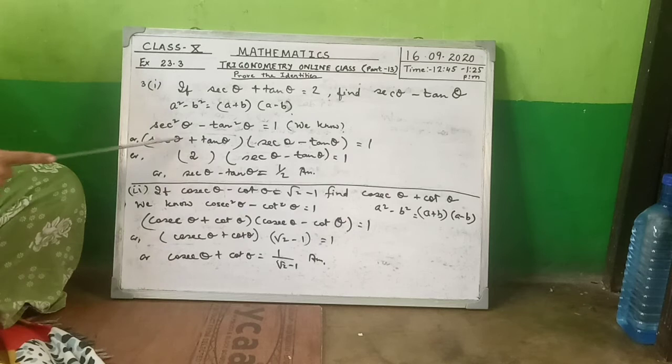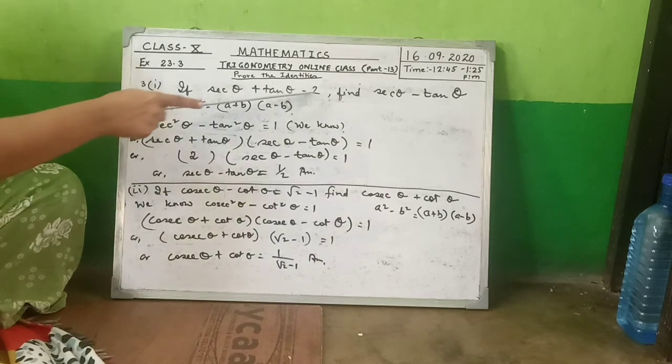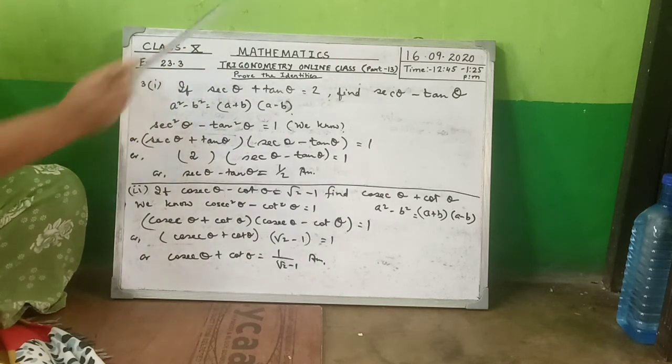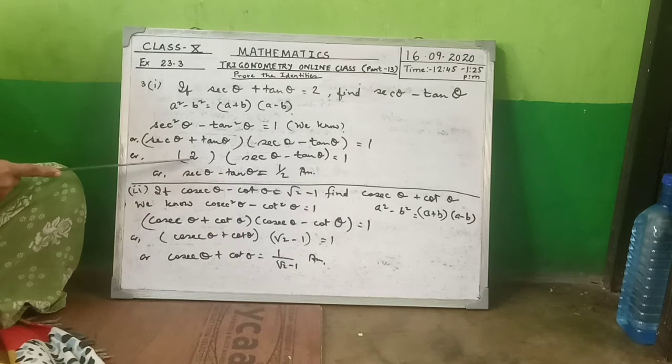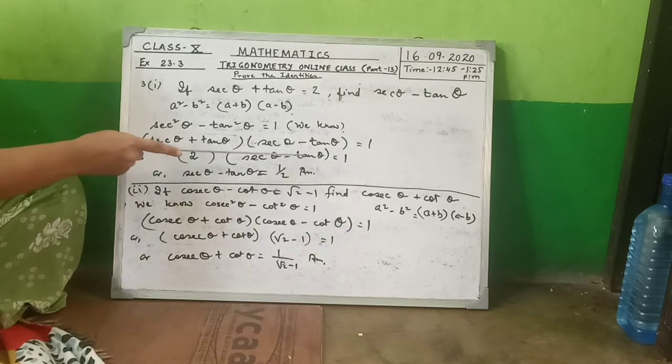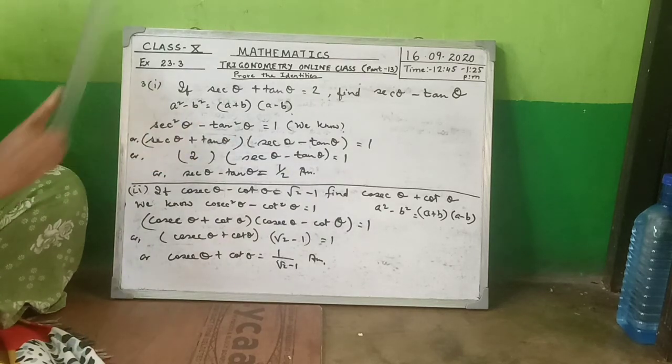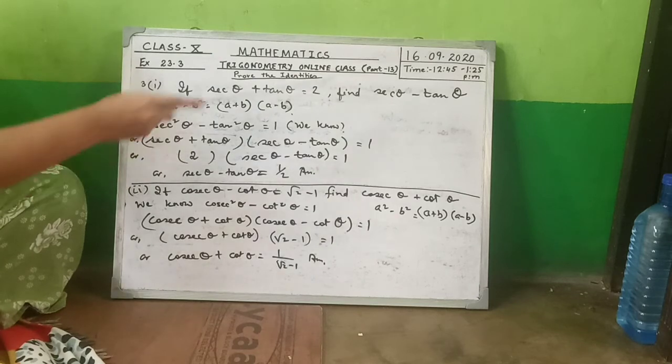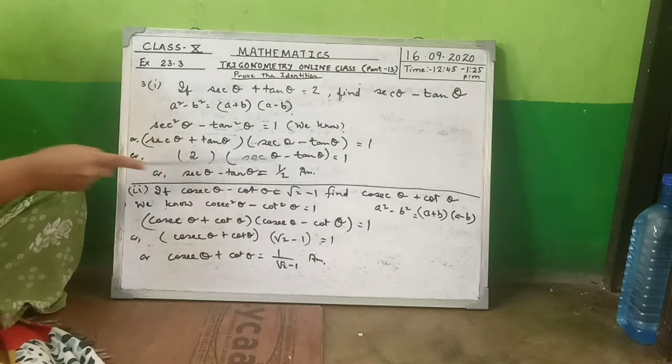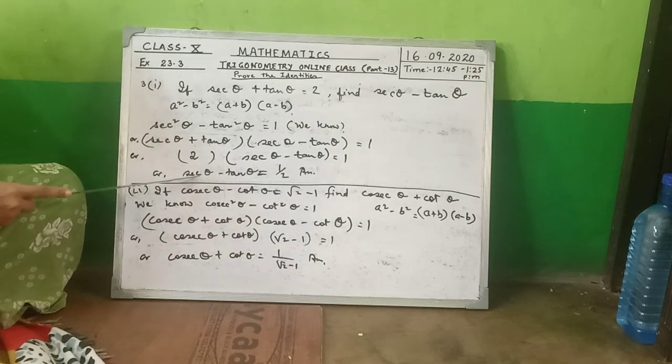So instead of sec theta plus tan theta, we can write, from here, sec theta plus tan theta is equal to 2. So this 2 we will put over here. What will we get? 2 into sec theta minus tan theta is equal to 1. So what is sec theta minus tan theta? This 2 will go down. Since it is a multiplication, it will go down. So sec theta minus tan theta is equal to 1 by 2.